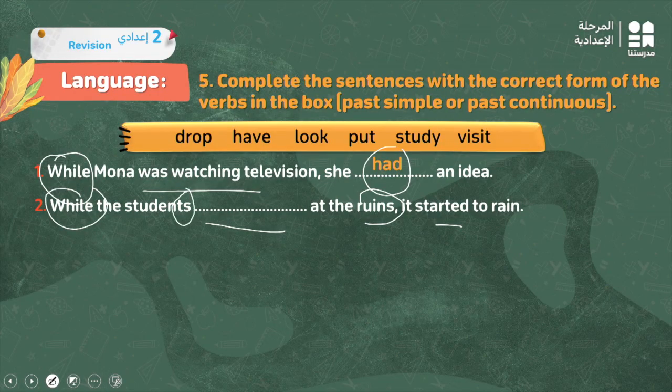So this means I have to focus now here on the long action. This means I have to add was or were plus ing. Because I have students, plural, so I have to add were. Were plus look, which is looking.